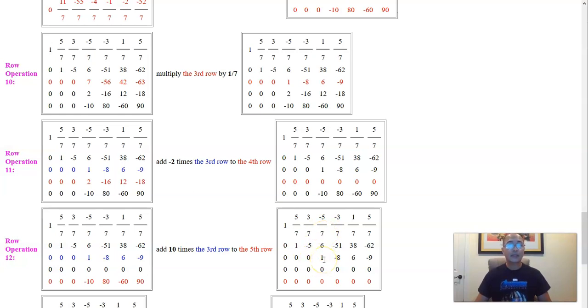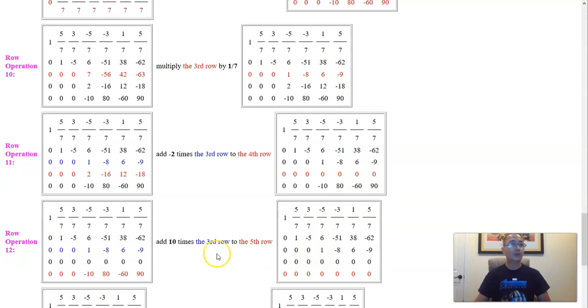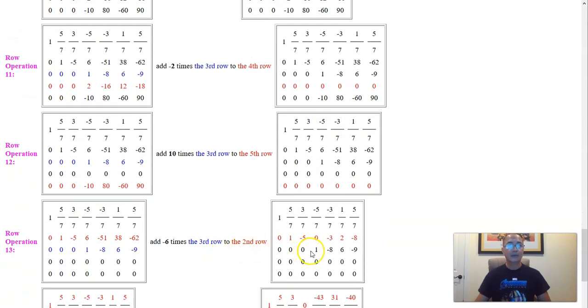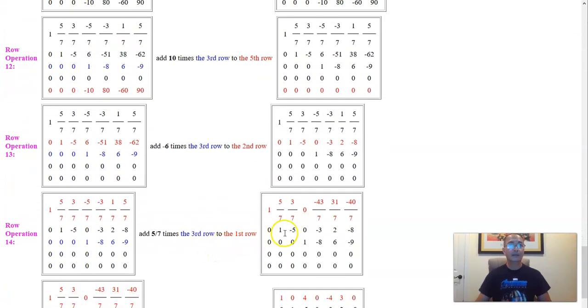Okay, so the next step will be to turn that 6 into a 0. So we multiply row 3 by -6 and we add to row 2. All right, so we get 0 there. These are not going to turn into zeros. It's only the numbers above and below the leading one which we can expect to turn to zeros. So now we will clear the -5/7, multiply row 3 by +5/7, and add to row 1. Okay, so that is now a 0.